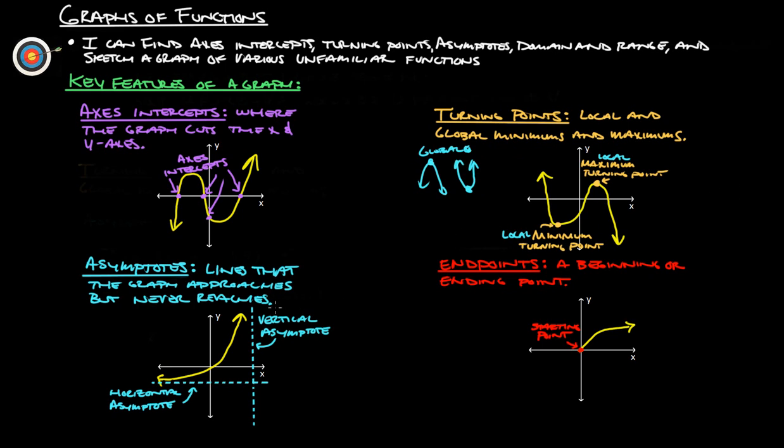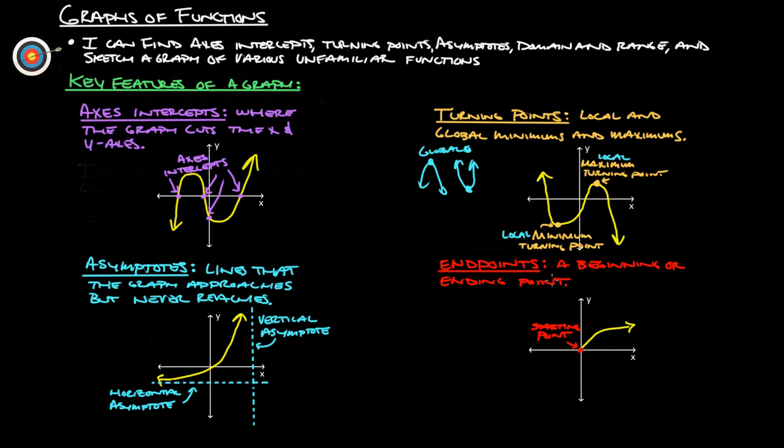Okay? Asymptotes are lines that the graph approaches but never actually reaches. So this right here would be considered the horizontal asymptote. It gets really close to this line here, but it never actually gets to it. And this one here is a vertical asymptote. This graph goes up and up and up and gets closer and closer to this line, but never actually touches it. Okay, so those are asymptotes.